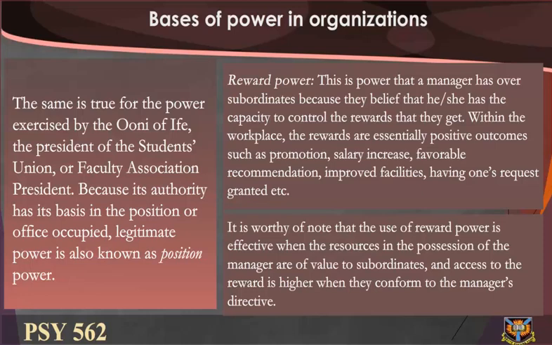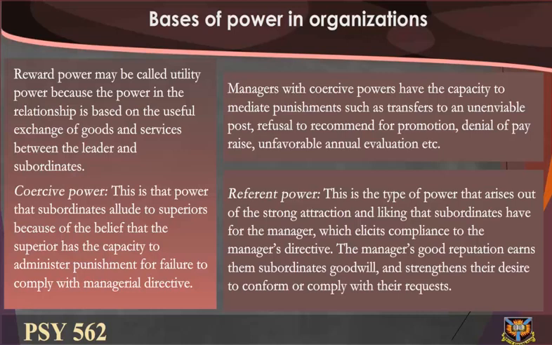Reward power. This is power that a manager has over subordinates because they believe that he or she has the capacity to control the rewards that they get. Within the workplace, the rewards are essentially positive outcomes such as promotion, salary increase, favorable recommendation, improved facilities, having one's request granted, and so on. It is worthy of note that the use of reward power is effective when the resources in the possession of the manager are of value to subordinates, and access to the reward is higher when they conform to the manager's directive. Reward power may be called utility power because the power in the relationship is based on the useful exchange of goods and services between the leader and subordinates.